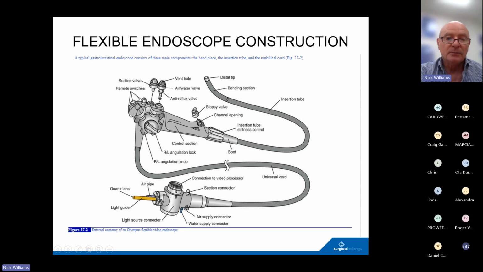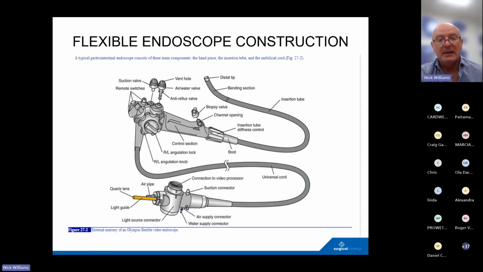And also, it's usually left hand on here, left hand fingers using there, and then right hand using the left right up down angulation. And then moving back towards the light source, this is the deliberate example that actually should have been on there, not there. This then goes back to the light source, light guide connector here, and then the connection to the video processor here, and then air water. So that's the outer anatomy.